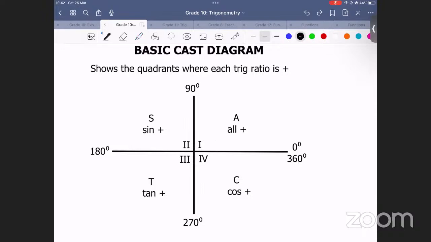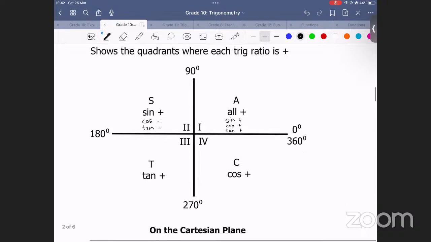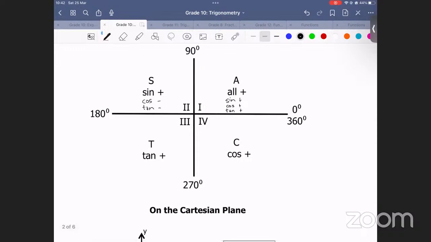So what does it mean when we have A in the first quadrant? We are basically saying that all are positive. What do you mean by all? Sine is positive here, cos is positive here, and tangent is positive there. In the second quadrant, sine is positive, which means cos is negative and tan is negative. In the third one, tan is positive, which means that sine is negative and cos is negative. So it's like only sine here, only tan there, only cos there. So when cos is positive, then sine is negative and tan is negative.